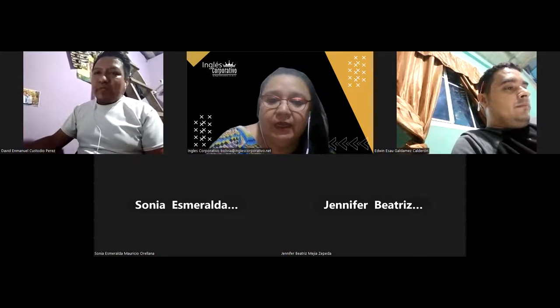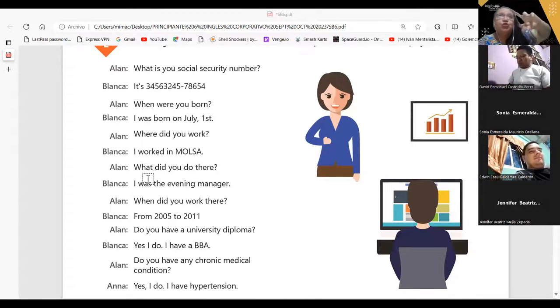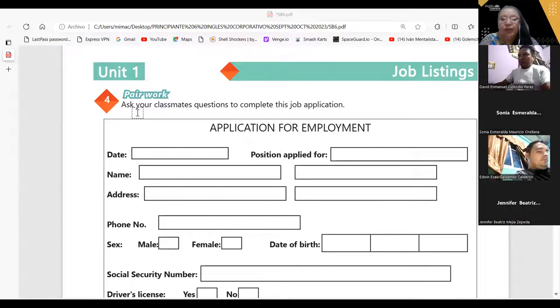First, you have to practice a conversation, but using your real information. When you have this information, you switch. And then you go over here, the completion of this application. Ask your classmates questions to complete this job application, yes? But you only have one job application. If you are working with Jennifer, you need to have here her information. And Jennifer is going to complete this application with your information and the other way around with Edwin and Sonia.